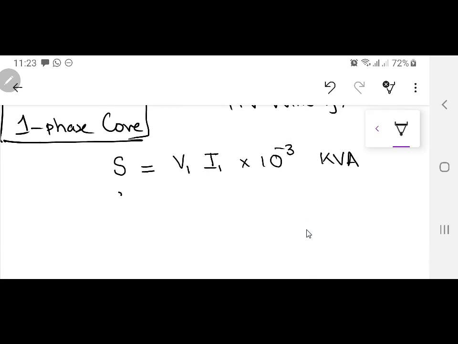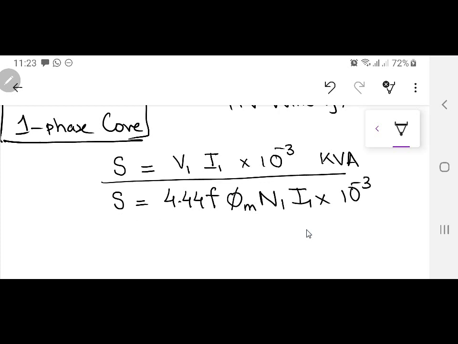Now instead of this V1, I can write the equation we just proved, 4.44 f phi m N1 I1 into 10 raised to power minus 3 kVA. Instead of V, I have just written 4.44 f phi, and instead of phi m, you can write BA as well. It's totally up to you. We will complete that going ahead.